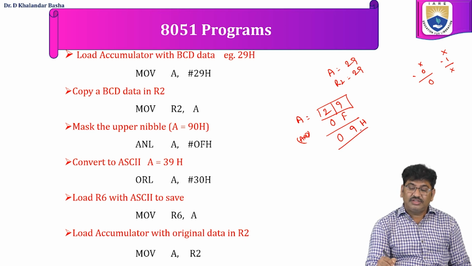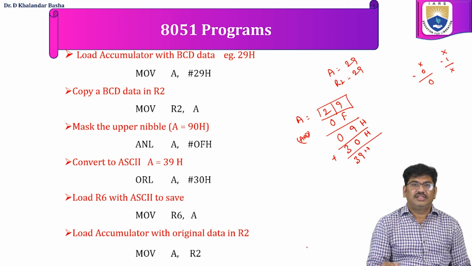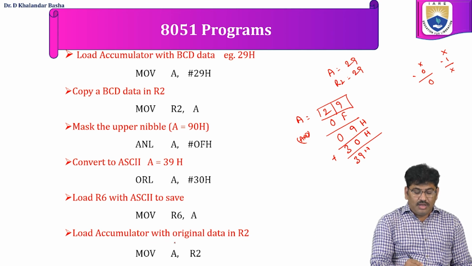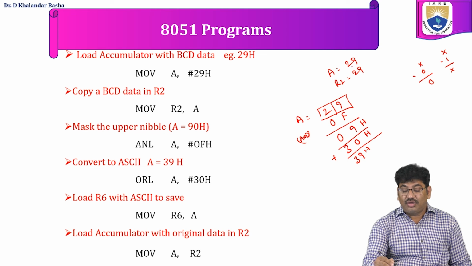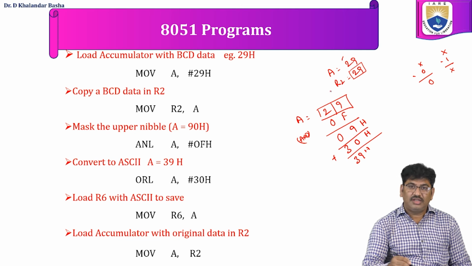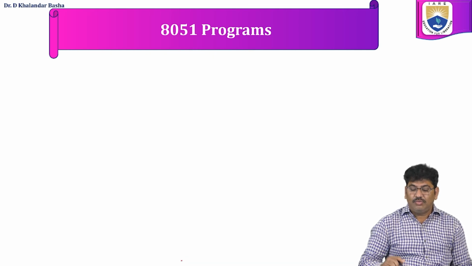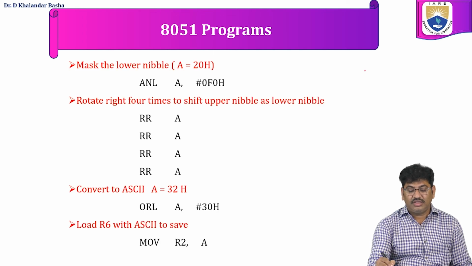After extracting this lower nibble, we have to add 30H for converting into the ASCII value. So by adding this, we will get 39H, which will be loaded into the R6 register. Next, for finding out the ASCII value for the upper nibble, the data which is a copy in the R2 register will be loaded back again into the accumulator. Now the accumulator content is 29H.